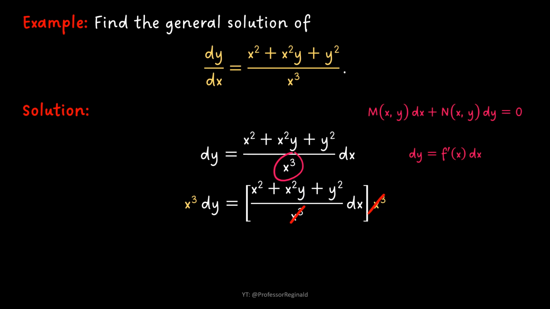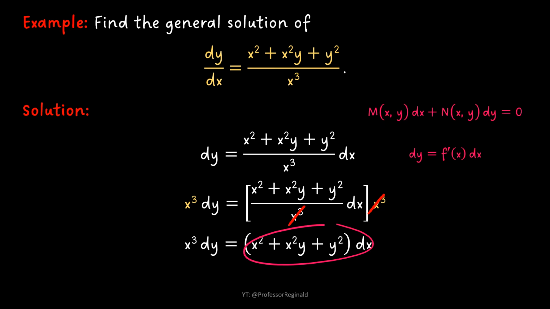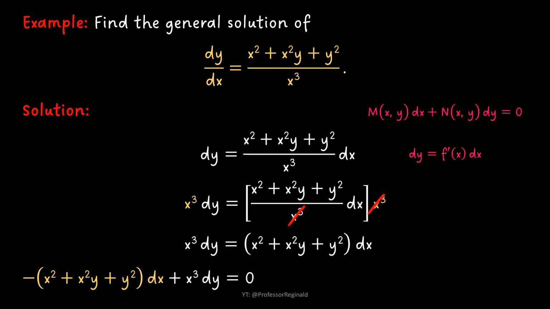Divide out a common factor. And then subtract this term on both sides of the equation. Because the differential equation is now in differential form, test if the differential equation is exact. Because the partial derivatives are not equal, the differential equation is non-exact.